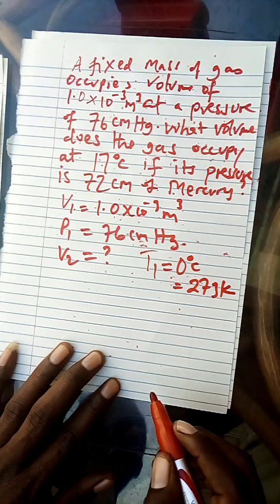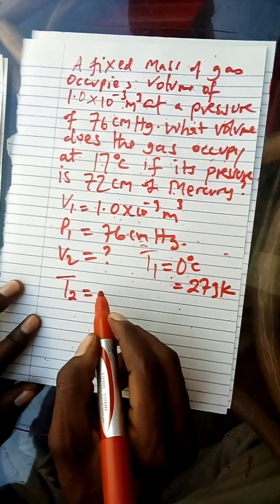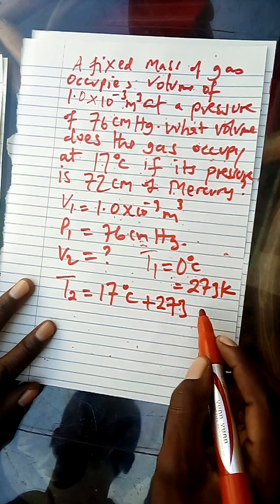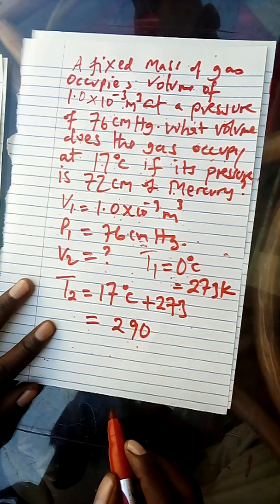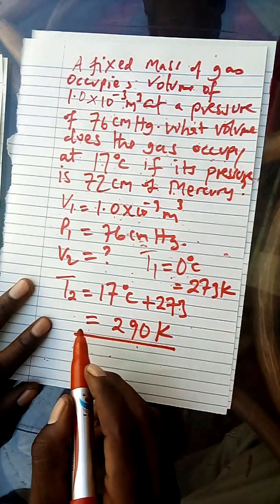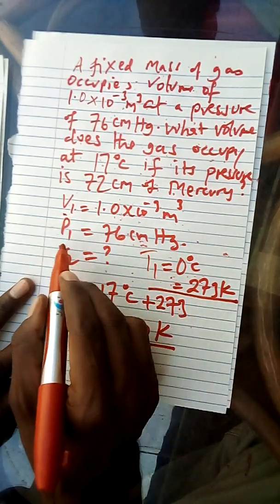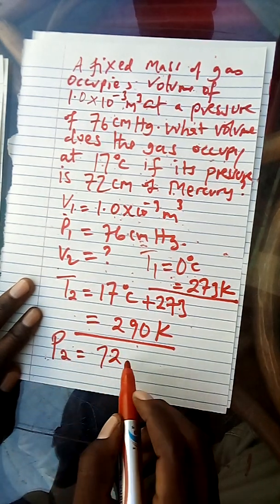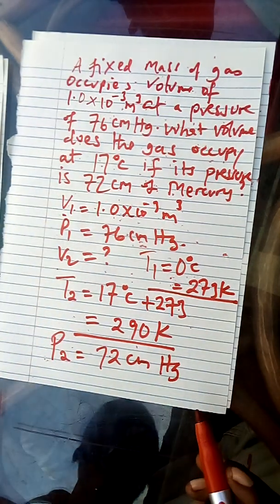You got that concept? And then the temperature was increased, so T2 is equal to 17 degrees Celsius. Now you add 273, so you get 290. You got my point? This is Kelvin. This is T1, this is T2, and this is V1 and this is P1. But remember, the second pressure that was given is 72 centimeter of mercury. So we have all of the factors that are here.